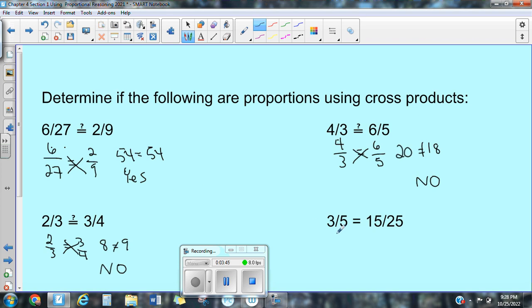And taking a look at the final one, 3 divided by 5 equals 15 divided by 25. Again, using cross multiplication, 3 times 25 is 75, and 5 times 15 is also 75. So therefore, this set of ratios is indeed a proportion.